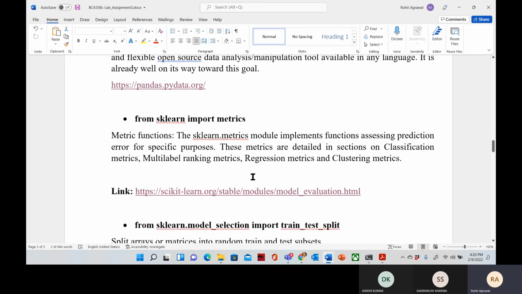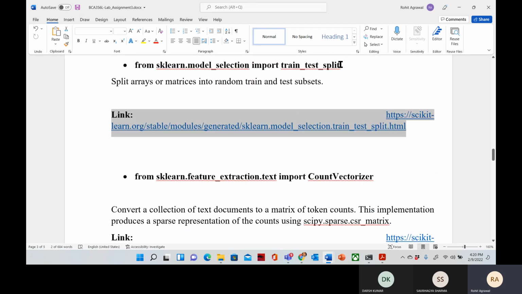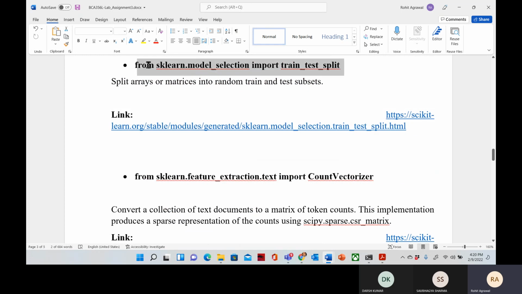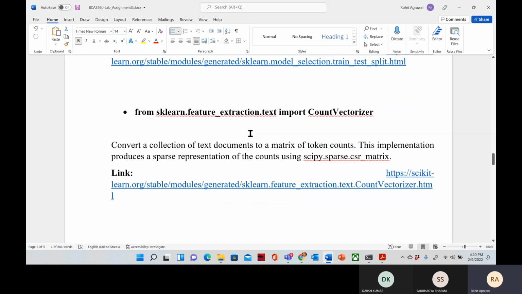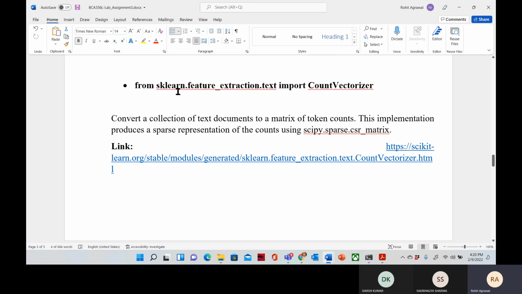This library will be used every time in our data science lab, so keep that in mind. From sklearn.model_selection import train_test_split. Now, from sklearn.feature_extraction.text import CountVectorizer. It will not be used every time, but sometimes it can be used.